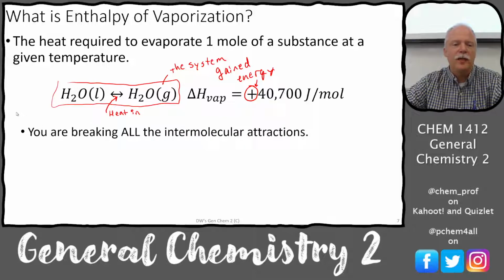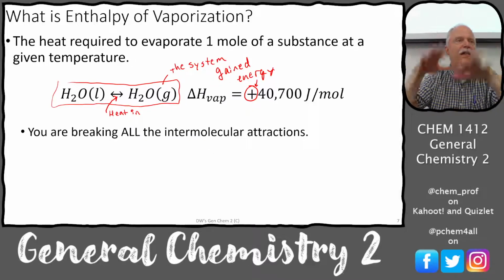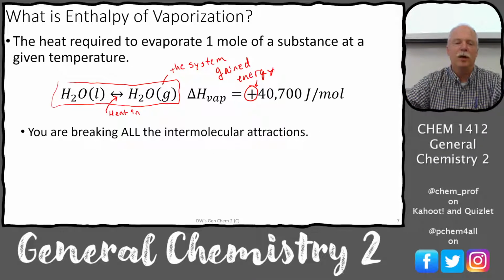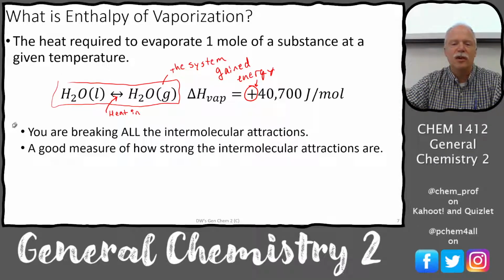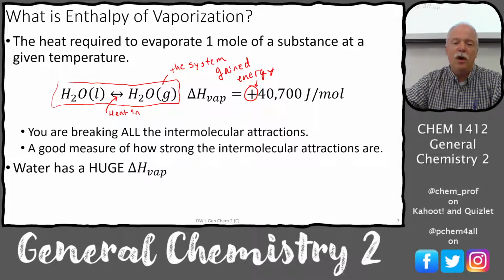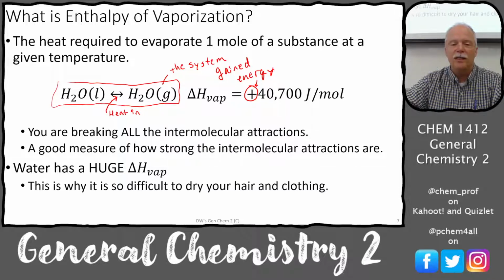And what are we doing when we put in that heat? We're breaking all of the intermolecular attractions, because that's what made the liquid. It was the intermolecular attractions that caused the water molecules to stick together and make a liquid. We're breaking all of those apart. And so this is a good measure of how strong those intermolecular attractions are. If you have a high delta H of vaporization, you have a lot of intermolecular attractions. Okay. And water, in terms of other substances, for its size has a huge delta H of vaporization. This has enormous impact, right? This is why it's so difficult to dry your hair in the morning and why to dry your clothes after you wash them. You use an enormous amount of electricity to dry your clothes.